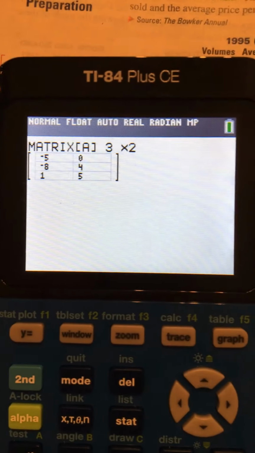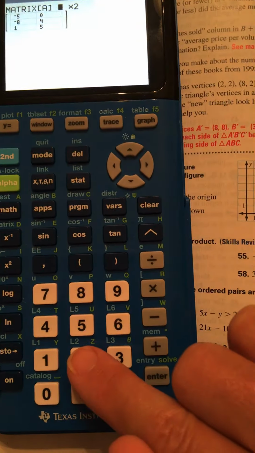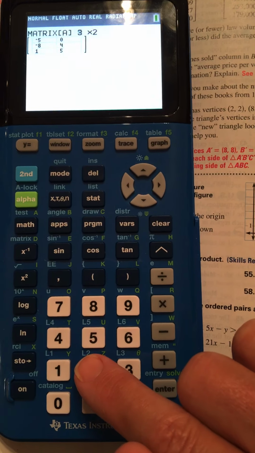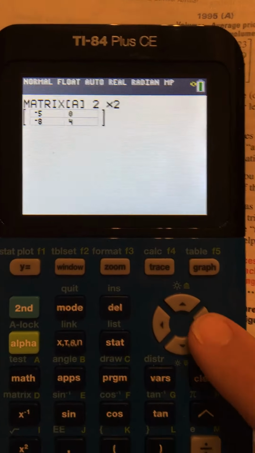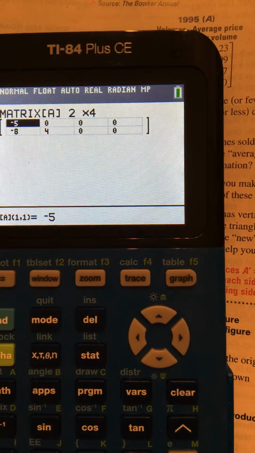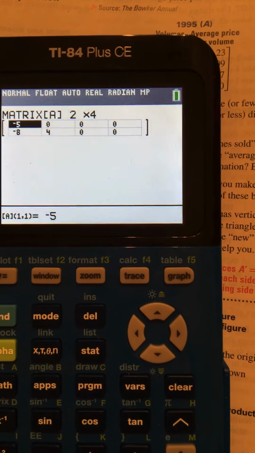So I just want to change this 3. And how I do it is I don't delete it out, you just write over it. See, I put a 2 and there it was. And now I want it to be 2 by 4. And I hit enter. And now it gives me those slots.